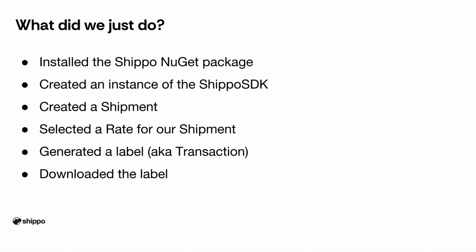So what did we just do? Well, first we installed the Shippo NuGet package from the standard NuGet repository. Once we did that, we were able to create an instance of the Shippo SDK object, and in my case, I passed in a test token that I obtained from the API portal. Once we did that, we were able to create a shipment, passing the sender, destination, and the parcel weight and dimensions. And once we got a result back from that, we were able to shop for a rate for that shipment. Using that rate, we were able to create a label, also known as a transaction in Shippo parlance, and once we were sure that transaction had completed successfully, we were able to then download the label and view it.